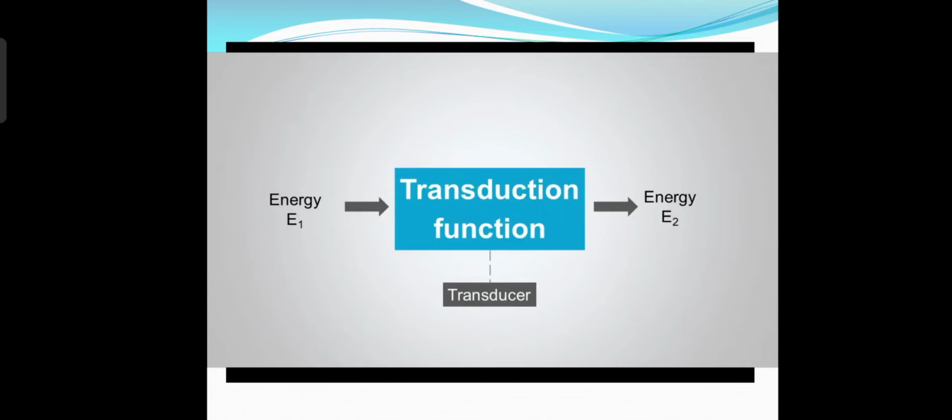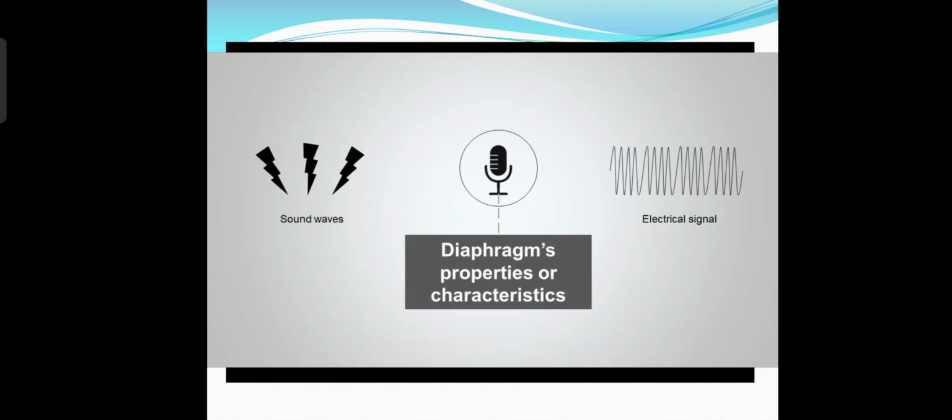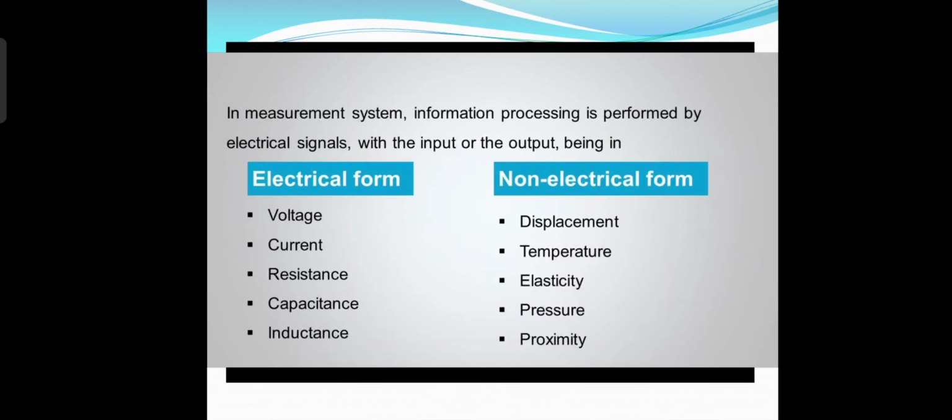A transducer in general is defined as a device that converts one form of energy into another using the transduction process. The transduction process or function represents the characteristics or properties of the device used for energy conversion. For example, the diaphragm in a microphone converts vibrations generated by sound waves into electrical signals. This property of the diaphragm is represented as a transduction function or process.